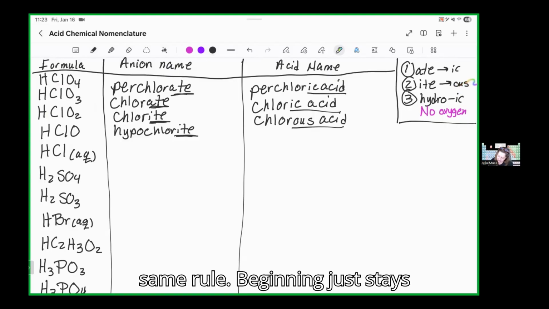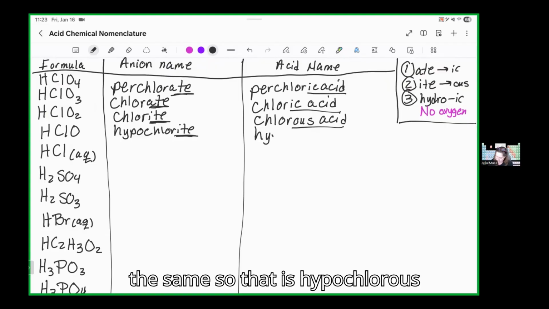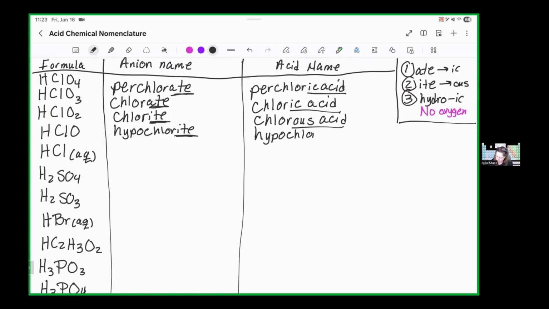Ite goes to ous, same rule. The beginning just stays the same, so that is hypochlorous acid.